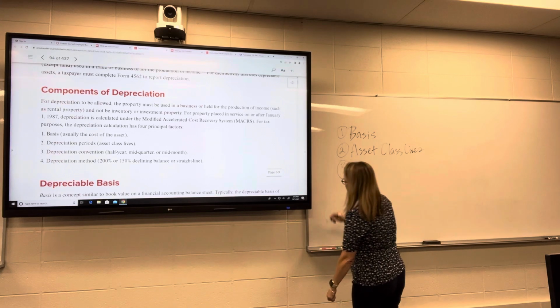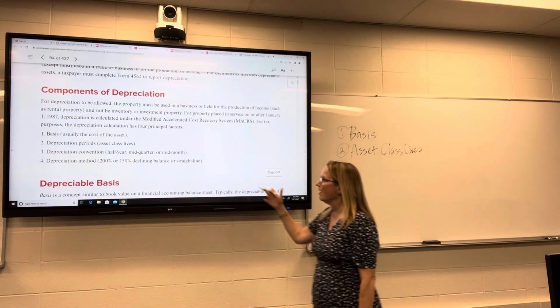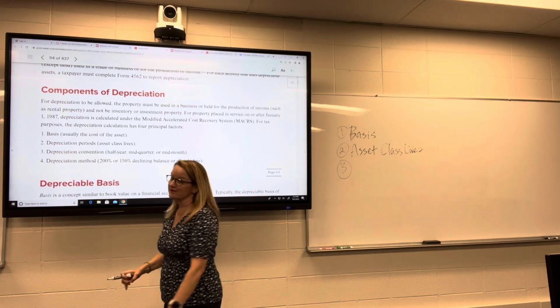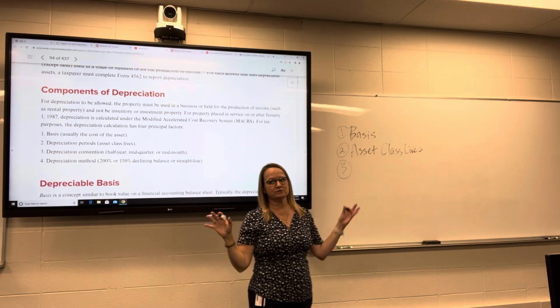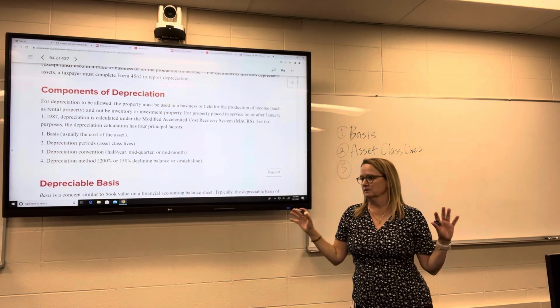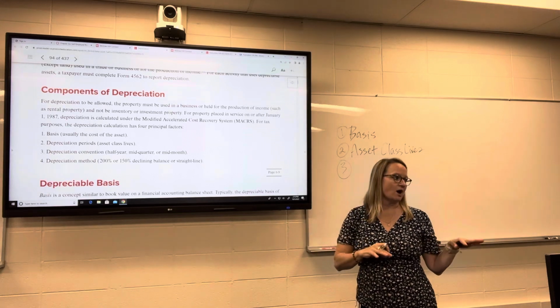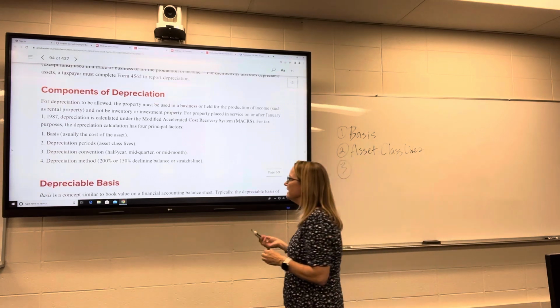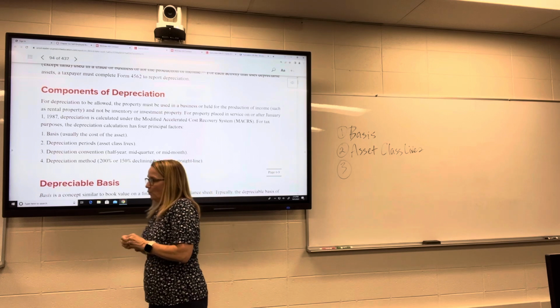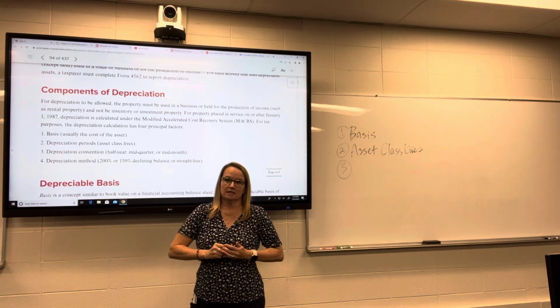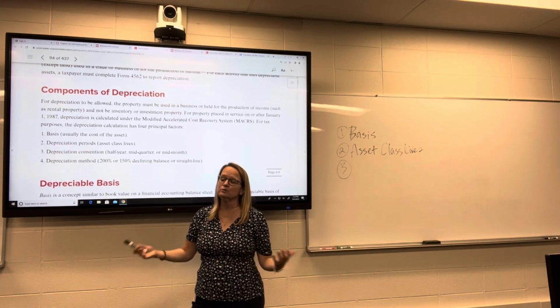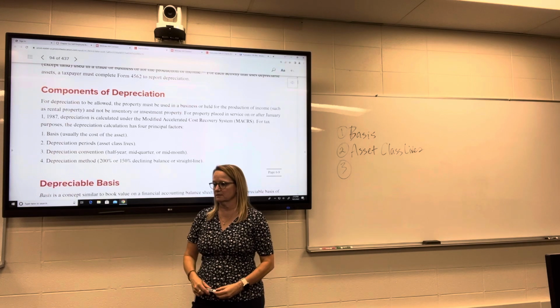Third thing that we have to look at is our depreciation convention. This is the one that's kind of the most foreign to students, this concept of convention. So when we purchase an asset for financial accounting purposes, when do we start depreciating it?